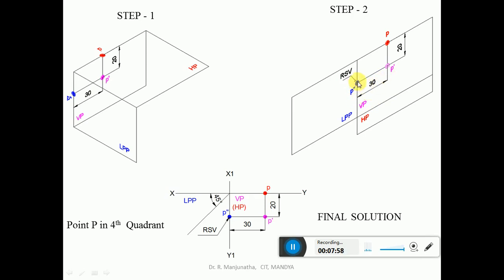You measure the distance from this vertical line of 30 mm and mark this vertical projector. The distance below HP is seen in VP. So this is 20 mm.